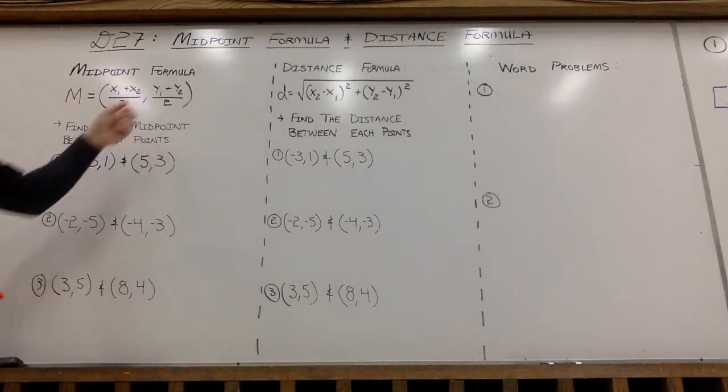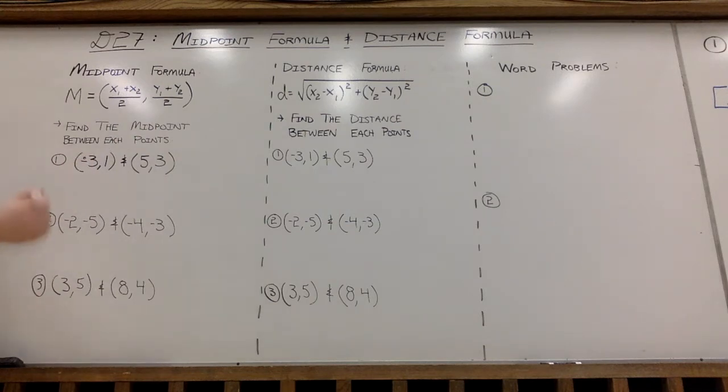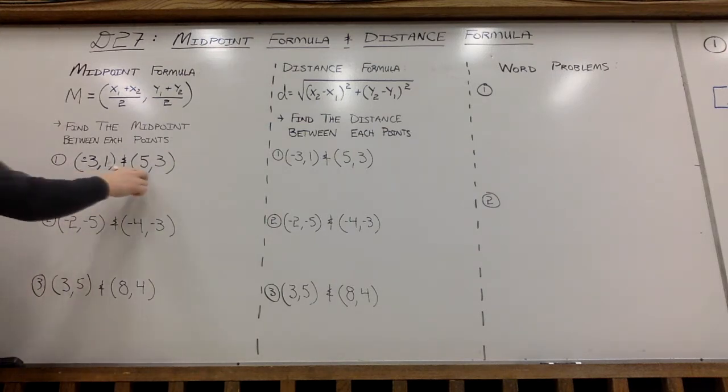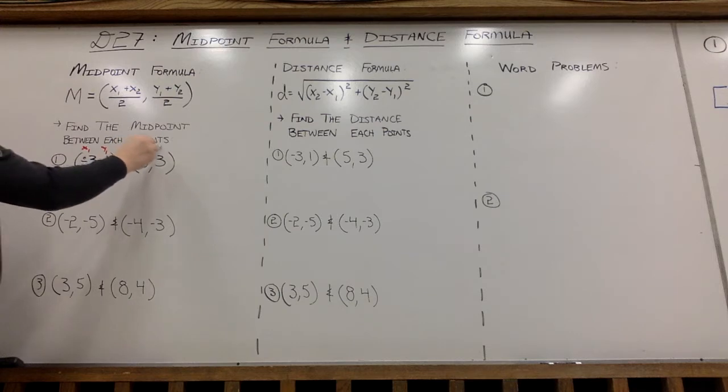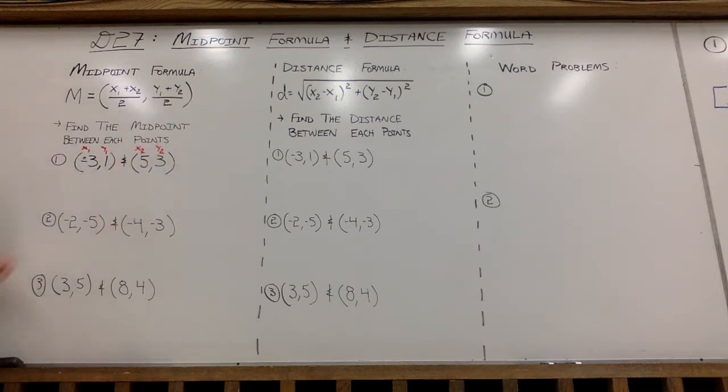All right, so the easy button formula, the midpoint formula, you are going to be given two ordered pairs. For instance, example 1, I have negative 3, 1 and 5, 3. If it helps you, go ahead and label those two ordered pairs. We have x1, x of the first ordered pair, y1, y of the first ordered pair, and then x of the second, y of the second.